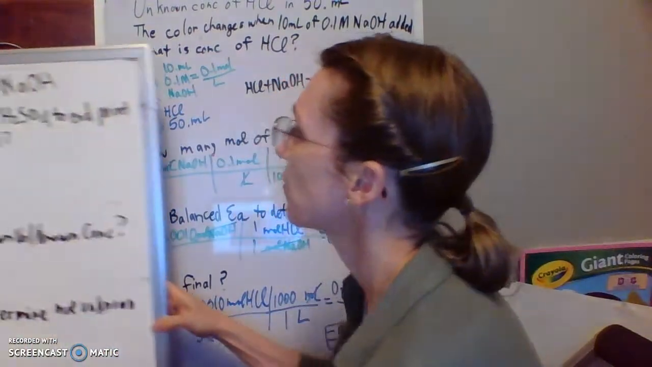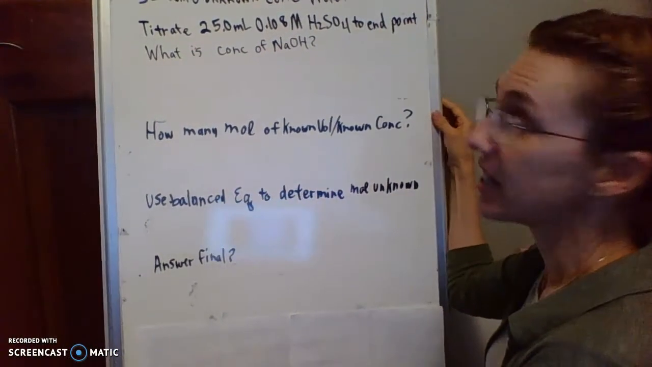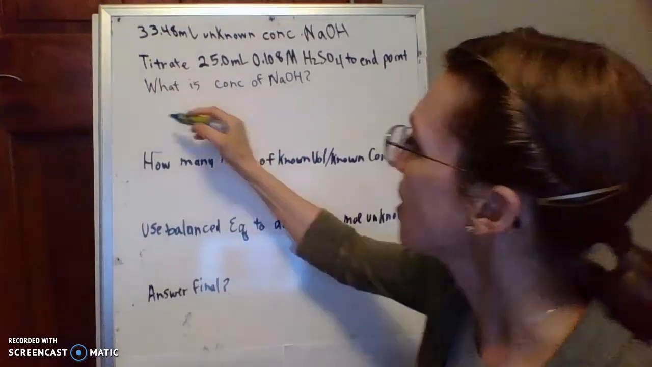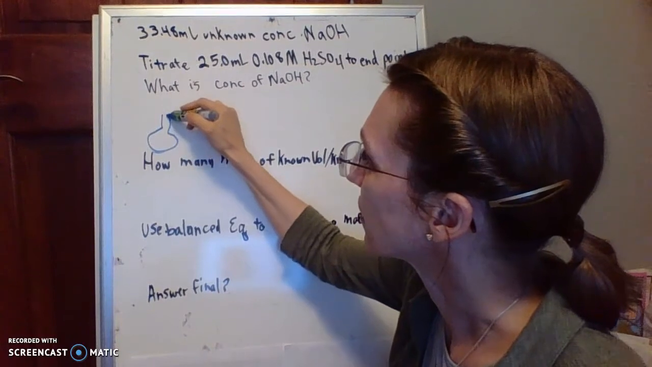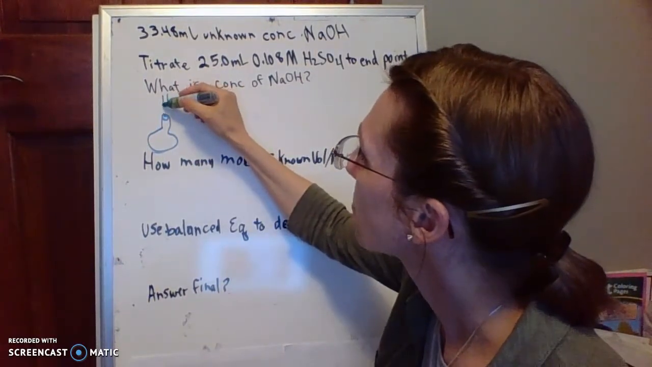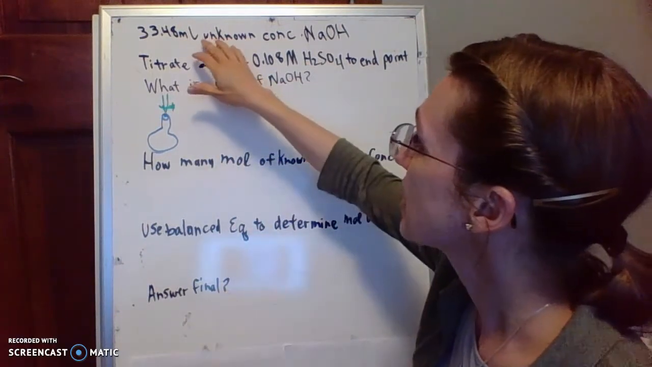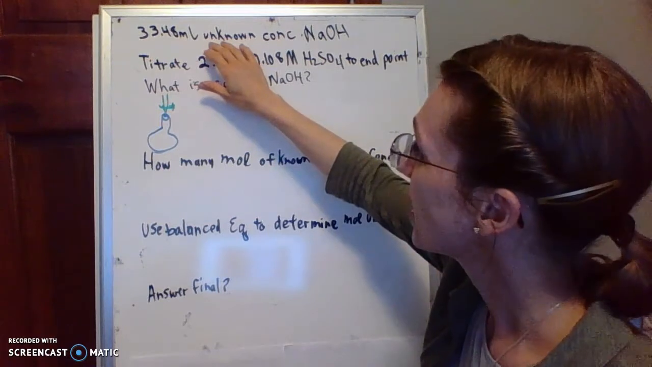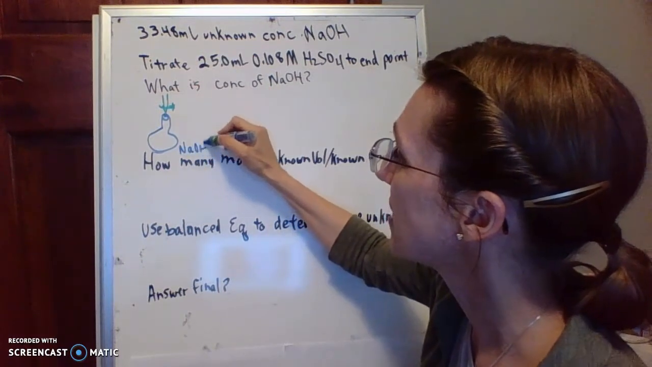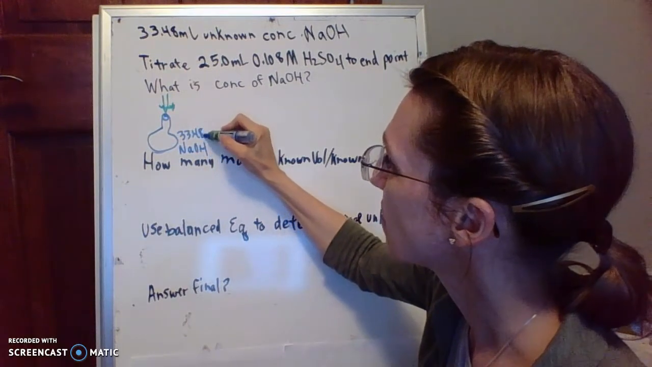So let's work another one, and like I said, we're going to ask the exact same three questions. This time I'll draw my little picture and read the problem and write our stuff out. So this time we've got an unknown concentration, and our unknown is sodium hydroxide this time. This time the base is down here, and we have 33.48 milliliters of it.